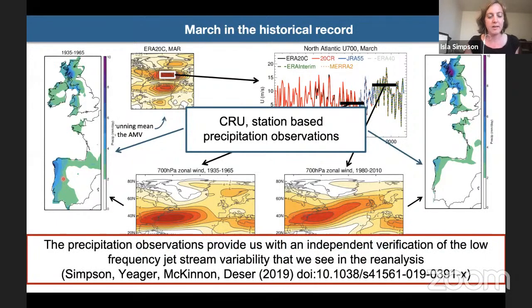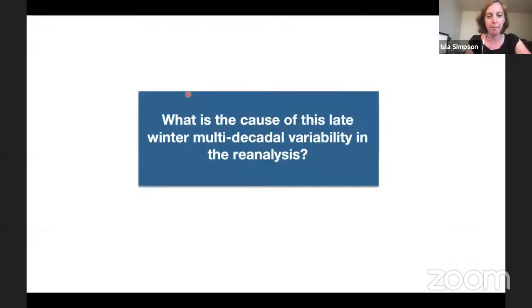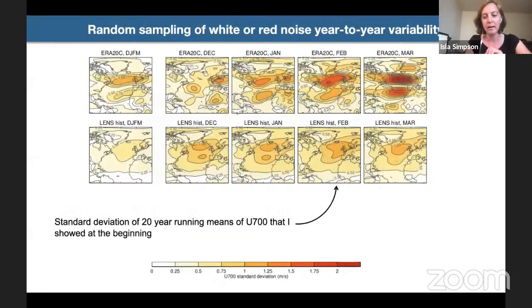And I'm not going to show this here, but we argued in this paper that you can use these precipitation observations as an independent verification of the magnitude of the low frequency variability in the jet stream. So I think we can really trust that this happened in the real world. So what caused this variability? One thing you could question is whether this is just sampling of higher frequency noise, maybe not really any underlying cause of the low frequency variability.